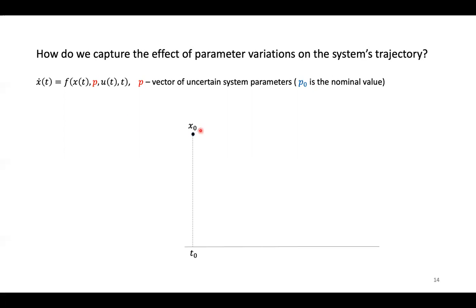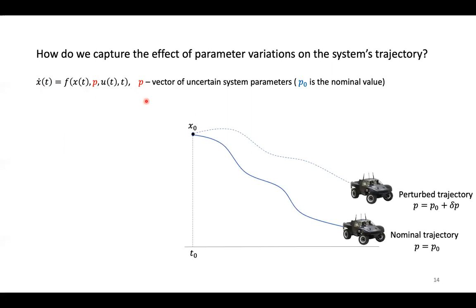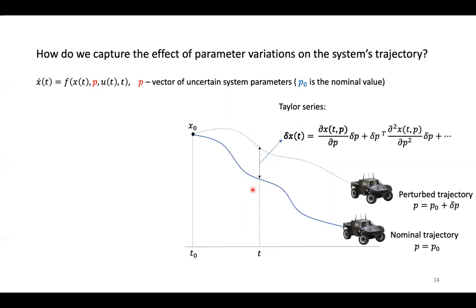Let's say you have the initial condition x naught at t naught, and if you plug in p equal to p naught, and for some control, you can derive what is called the nominal trajectory by propagating this dynamics. But if you have p naught plus delta p, and you assume some variation delta p, and you again plug in this equation and propagate the dynamics, you get what is called the perturbed trajectory. So now at time t, you can look at the variation in the state, and this is the effect of parametric variation on the state at this time t. But if you want to automate this process, you just use Taylor series expansion.